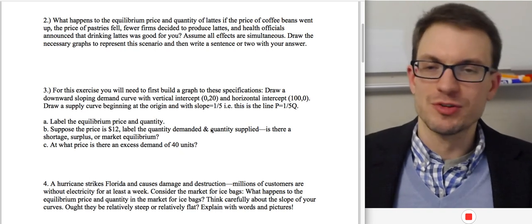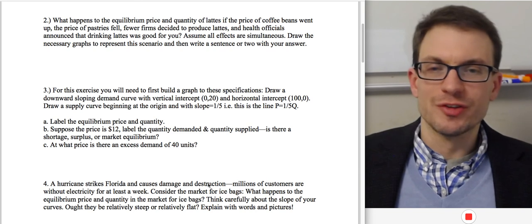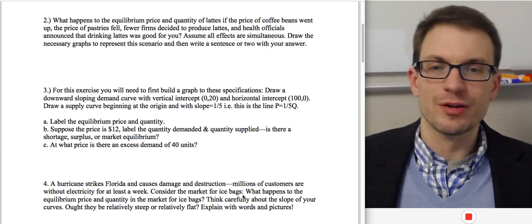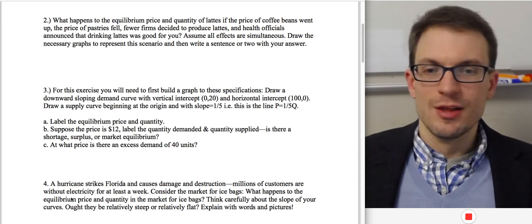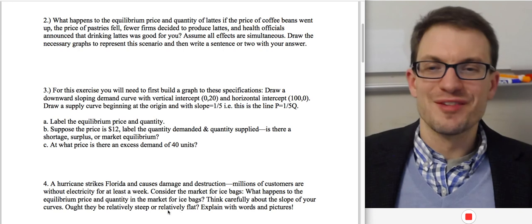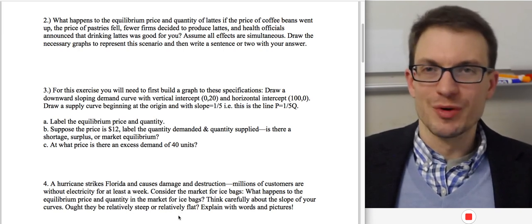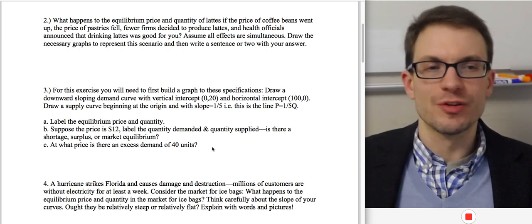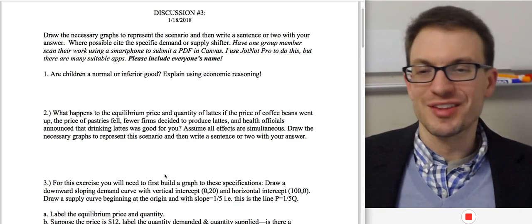Okay, so hurricane strikes Florida and causes damage and destruction. Millions of customers are without electricity for a week. Consider the market for ice bags. What happens to the equilibrium price and quantity in the market for ice bags? Think about the slope. Are they relatively flat or relatively steep? This is sort of anticipating what we're going to do with elasticity in the future. I just want to start thinking about the interpretation of the slope of lines. That's all that's there for, though this is a really interesting thing to think about.